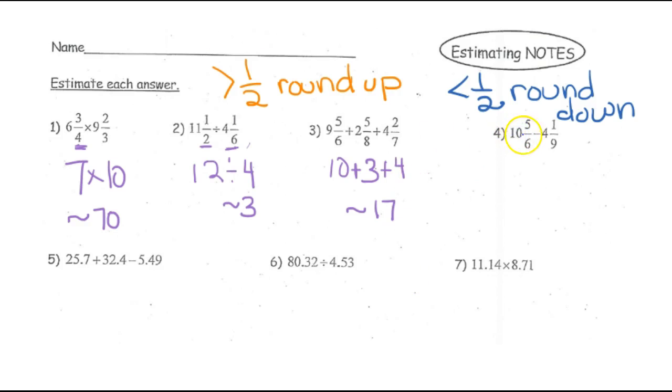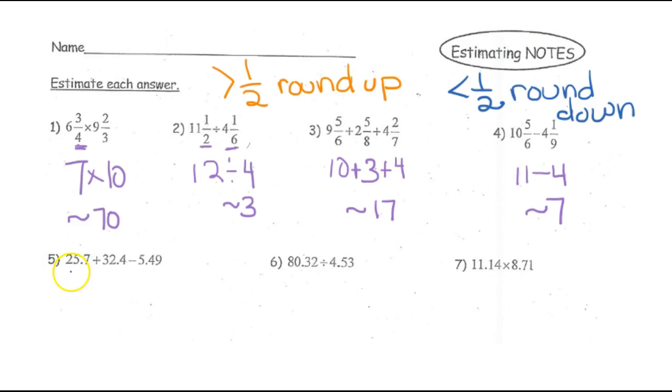Moving on to number 4. 10 5/6 here. This 5/6 is much greater than 1/2, so I'm going to round up to 11. And I'm going to subtract 4 1/9. 1/9 is less than 1/2, so I'm going to round that down to 4. My answer is going to be approximately 7. Now I encourage you right now to pause the video and try 5, 6, and 7 on your own.